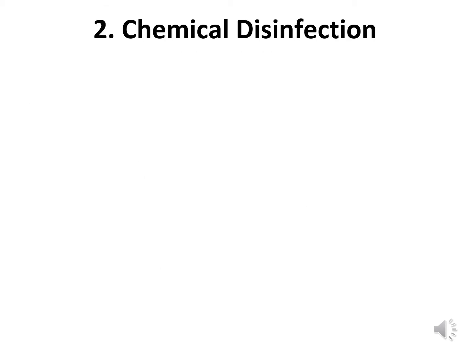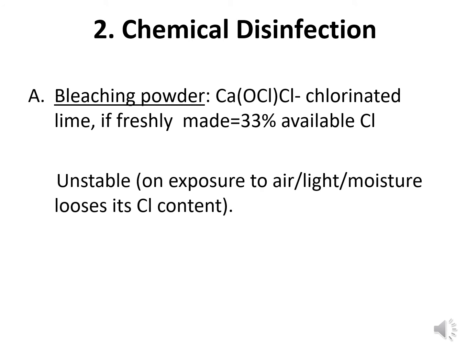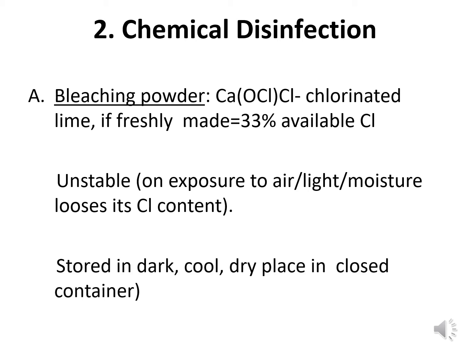The next method is chemical disinfection. We can use bleaching powder for chemical disinfection. That is chlorinated lime, which if freshly made will provide 33% of available chlorine. But however, bleaching powder is unstable on exposure to air, light, and moisture, and as a result it loses its chlorine content. It has to be stored in a dark, cool and dry place in a closed container to make it more stable.